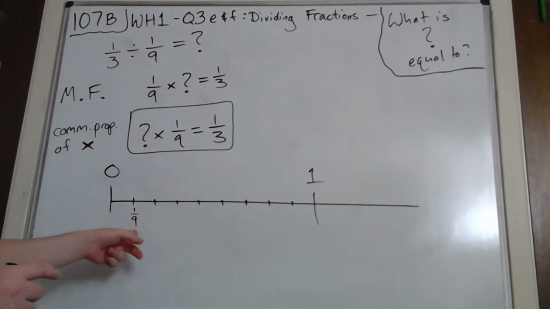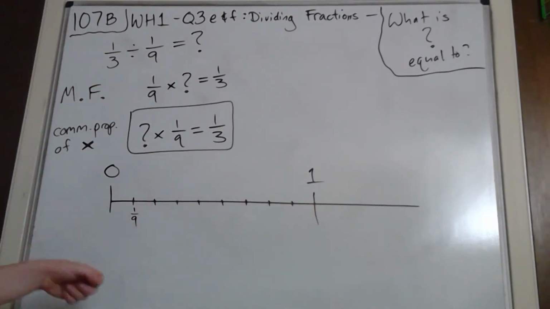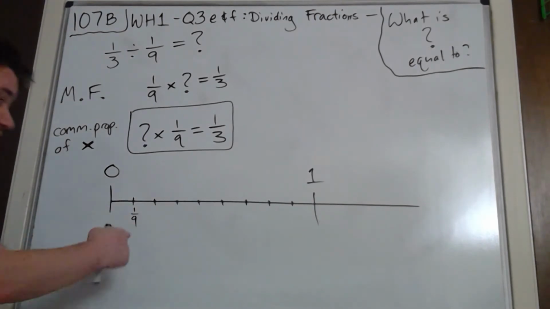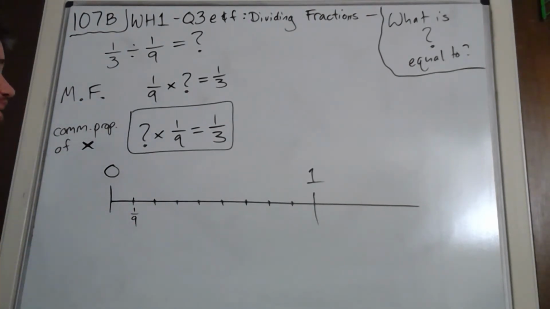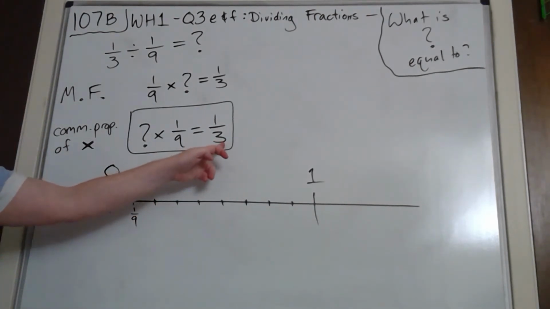Okay, so I've already established, I've split my whole into 9 equal pieces. So the first piece is 1/9. I'm going to locate where 1/3 is.